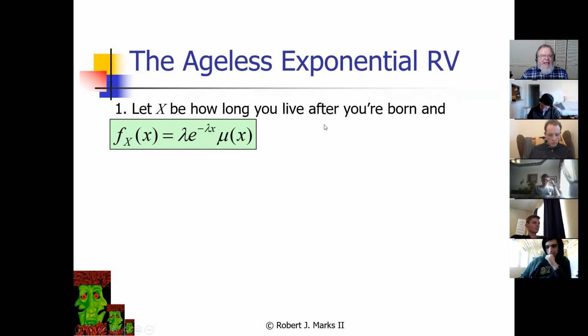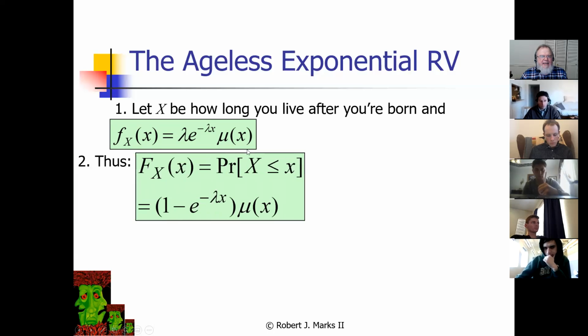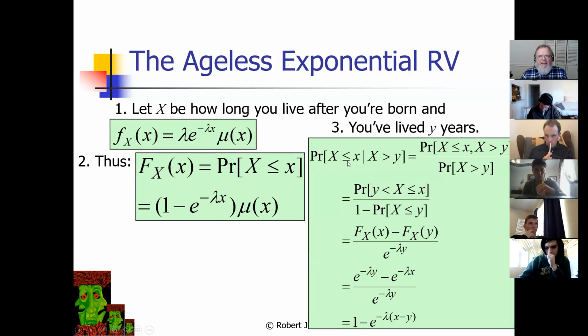Okay, so let the random variable be x, how long you've lived after you're born. We're going to look at our reliability, if you will. Thus, if we looked at the cumulative distribution function for x, we would integrate this. Remember that the derivative of the cumulative distribution function is the probability density function. So this is the corresponding cumulative distribution function, which we get by integrating this. And you've lived for y years. So therefore, we want to find out the probability that x is less than x. In other words, the probability of how long you live, given that you've lived more than y years. So this is the probability of when you're going to die, given that you've already lived for, say, 20 years, according to the exponential model.